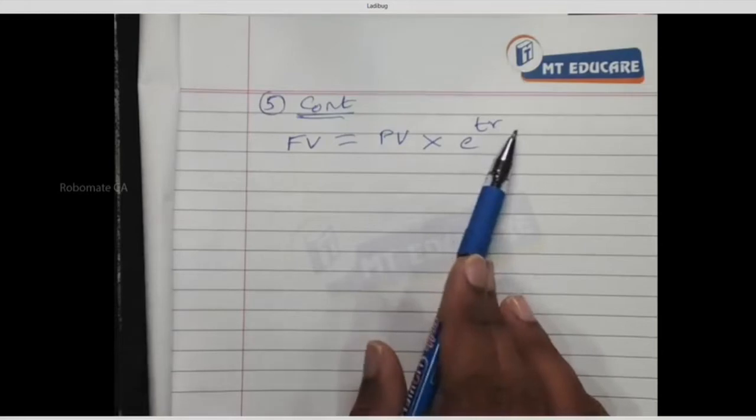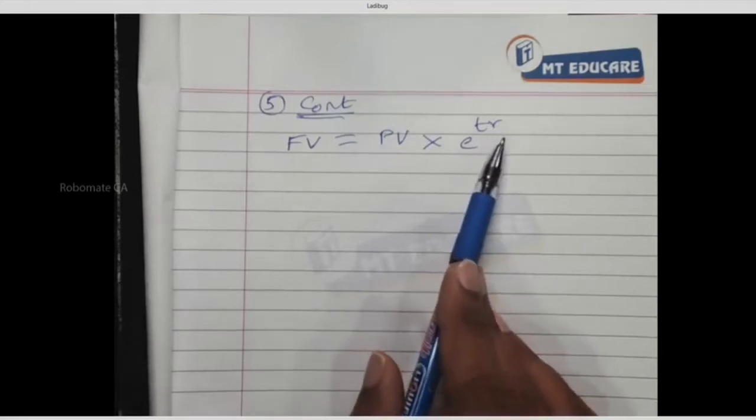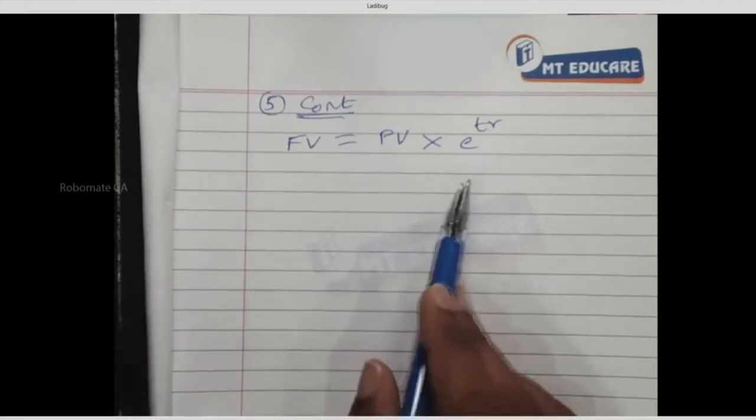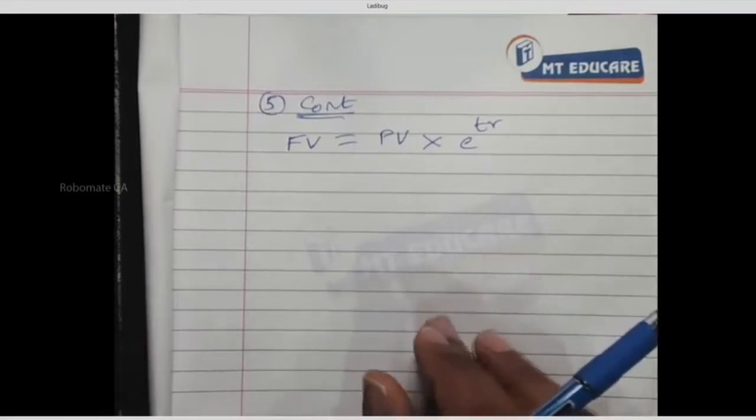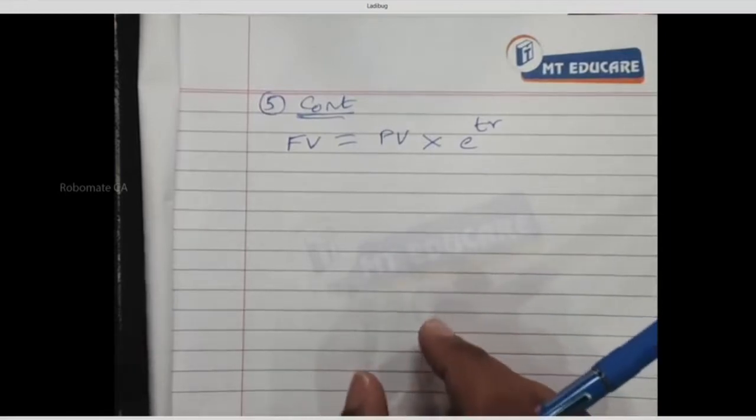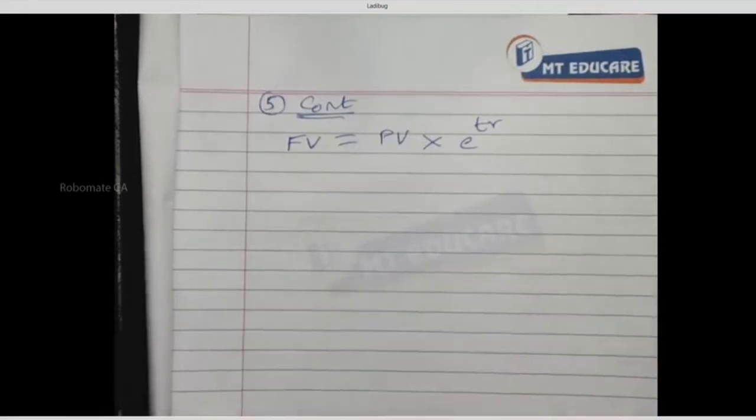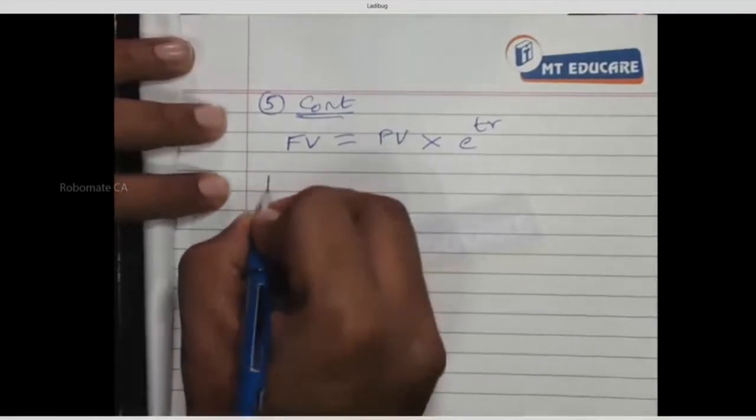So R is annual interest and T is what? The term of deposit. The term of deposit should not be expressed in days, months and all. It should be expressed in what? Years. Everybody following or not? Now, let's continue further.